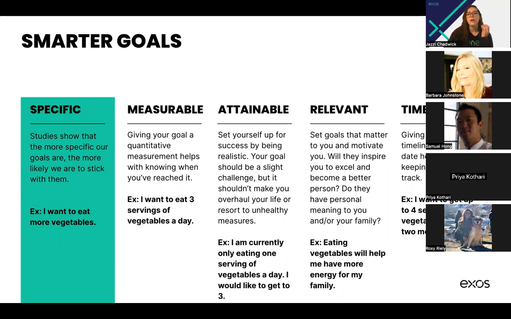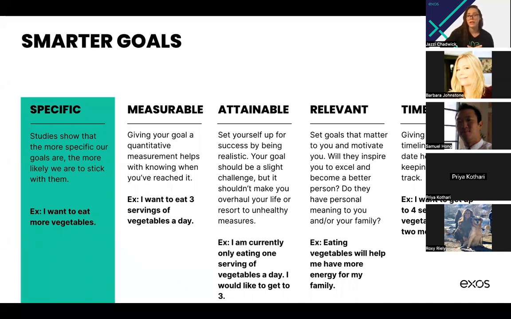So when we're setting our goals, we do need them to be specific, right? Because the more specific they are, the more likely we are to stick to them because we know exactly what we're aiming for. If it's really vague, like even the example I have here, I want to eat more vegetables, that is pretty vague, right? So there are steps to take to make that more specific, so that we're more likely to follow through and stick with our goals.